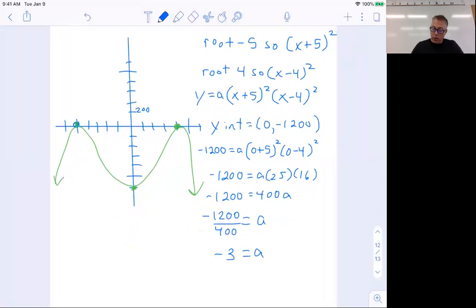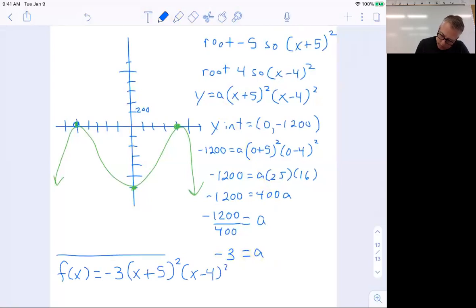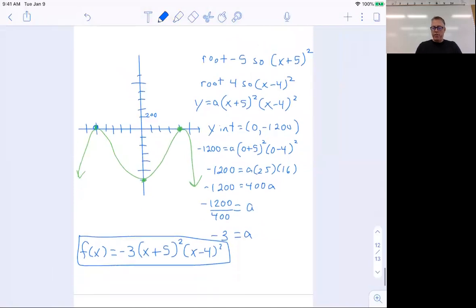All right, so now we're ready to write our function because all we have to do is take that a value, plug it in there, and that's our equation. So our equation is f of x equals our a value, which is -3, times our factors, which is x plus 5 quantity squared, times x minus 4 quantity squared. That is the equation for that graph.